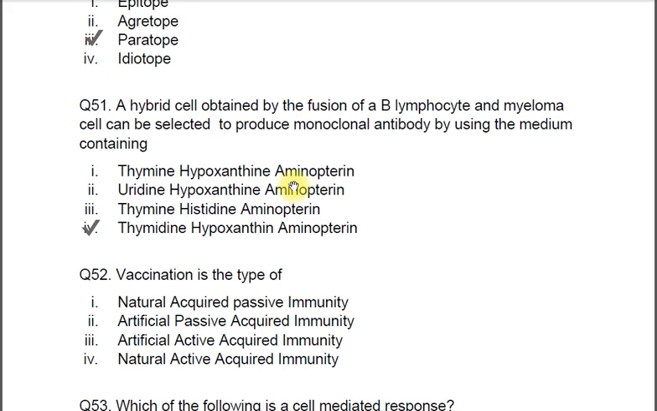The medium which is used for the preparation of the monoclonal antibodies contains 3 components. They are popularly called HAT. HAT stands for hypoxanthine, A stands for aminopterin and T stands for thymidine.